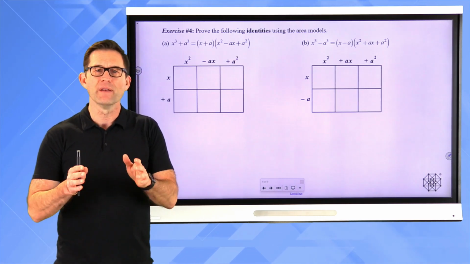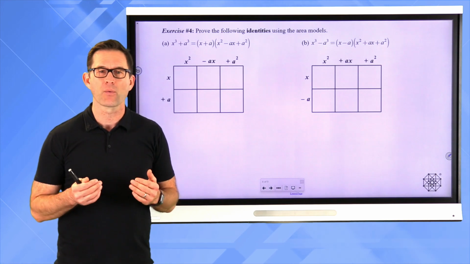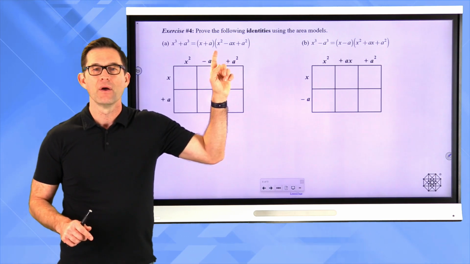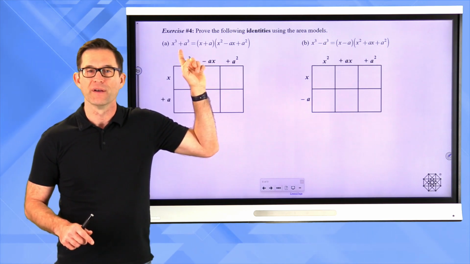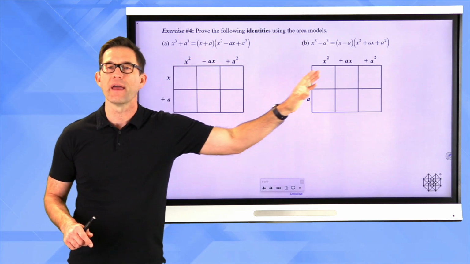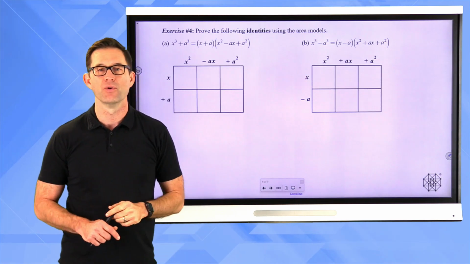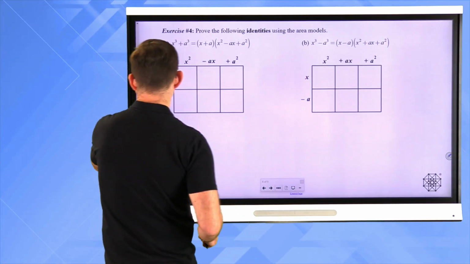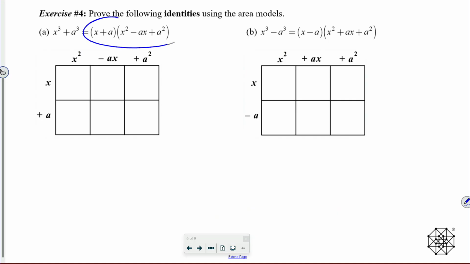Well, we actually prove it in more of the forward direction than the backward direction. In other words, we're going to prove that this product will always end up being equal to this. And let's do that together for letter A, and then we'll talk about the difference of perfect cubes in letter B. So, how do we prove this? Well, we're going to simply show that when we multiply these two together, we get that. It's, to me, easy to do this with an area model. We do this with a 2x3 rectangle.